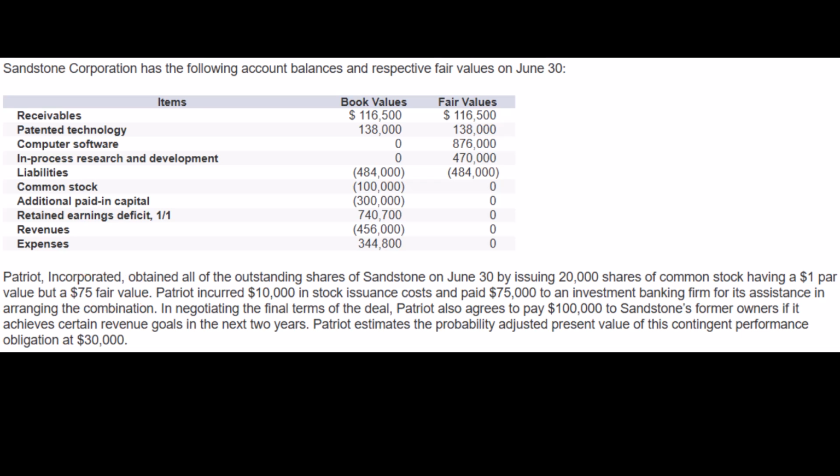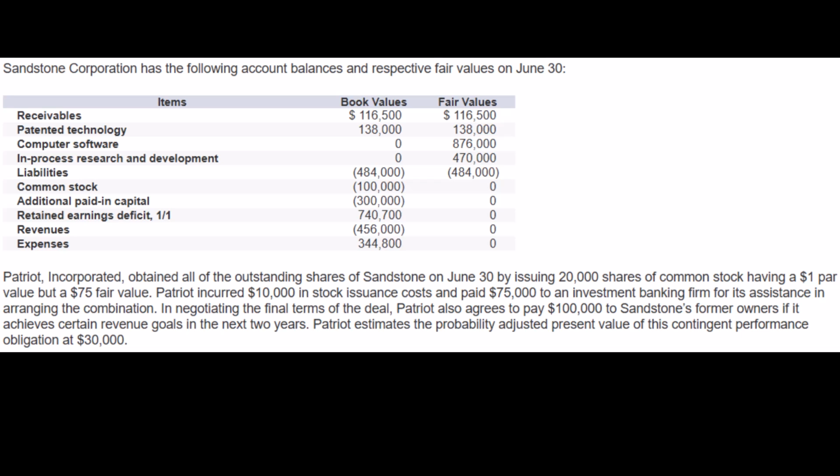There's also a second piece to this deal. Patriot agreed to a potential future payment if Sandstone hits certain revenue goals. This is called contingent consideration. The problem gives us the probability-adjusted present value of this obligation, which is $30,000. This is also considered part of the purchase price. So, that's what Patriot paid.